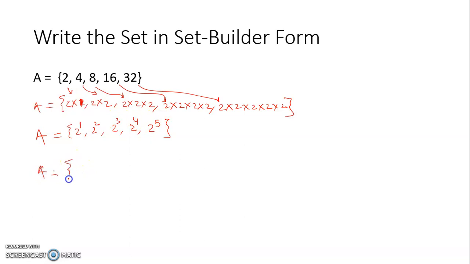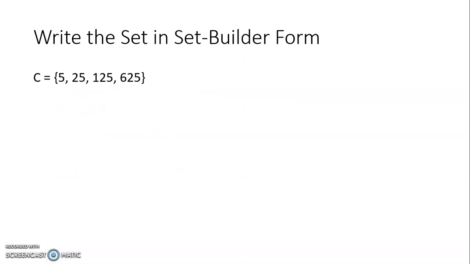So I think now it is very easy. Once you crack the code, x such that x is equal to 2 raised to the power n. n is a natural number. It is moving like 1, 2, 3, 4, and so on. And n is less than or equal to 5. That's the solution when we are putting it in the set builder form. Let's see the third one.